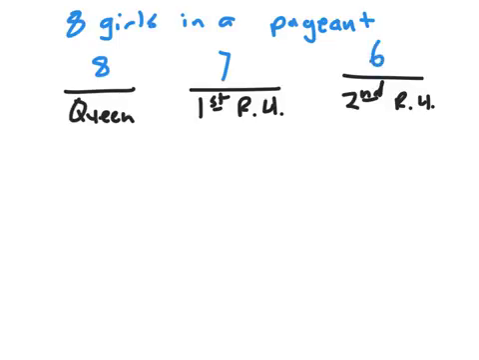So the question is, how many different ways can we select these girls in total? How many different results are possible? Well, we're going to get 8 times 7 times 6, which, if we calculate that, is 336.